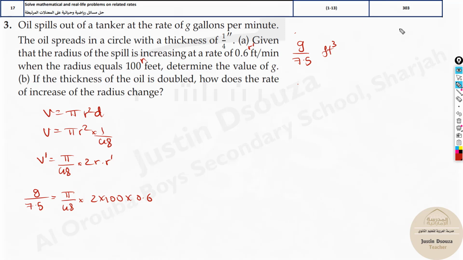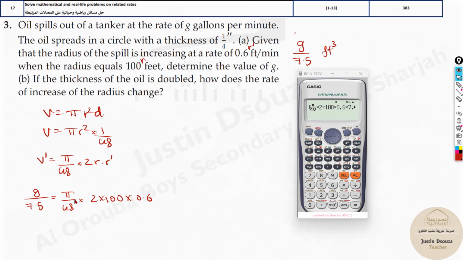Let's use our calculators and solve this. Just substitute all the values. It's pi by 48 times 2 times 100 times 0.6. And don't forget that 7.5 from the other side. And the answer is 58.9. This is in terms of feet cube per minute. So all you need to write is G in terms of feet cube we are finding now. Determine the value of G. G is equal to 58.9 feet cube per minute. That's the answer. That's the option, question A.